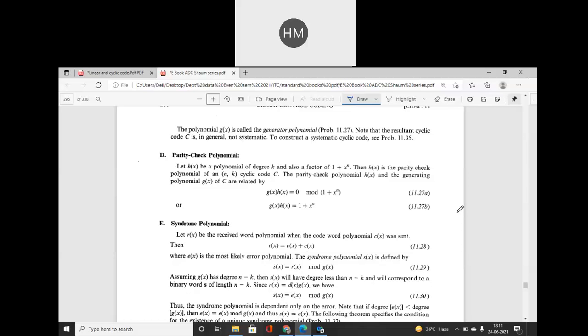because here किससे डिफाइन किया हमने h of x? by factor of 1 plus x to the power n. g of x हमने कैसे डिफाइन किया है? by factors of 1 plus x to the power n. So by multiplying these two you will always get the whole list, that is 1 plus x to the power n. So this is the relationship between that.